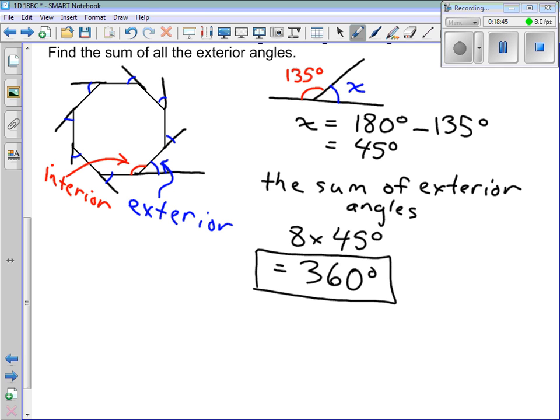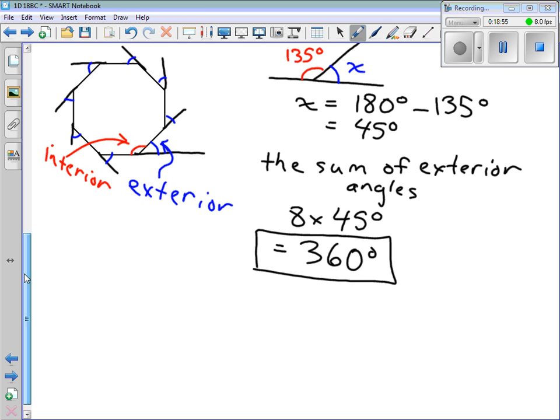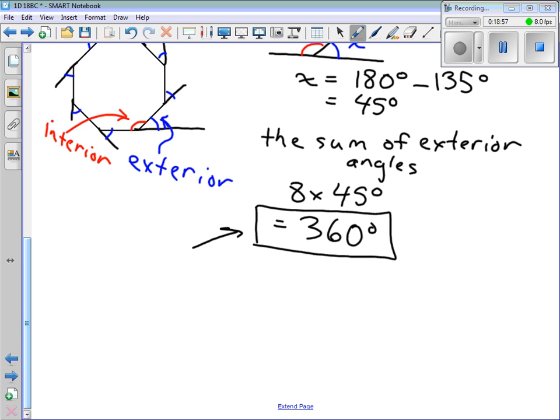Now, this is true of any kind of polygon that you have. No matter how many sides, the sum of the exterior angles is always 360 degrees. So let's just say this is true for any polygon. Okay? The sum of the exterior angles is always 360 degrees.